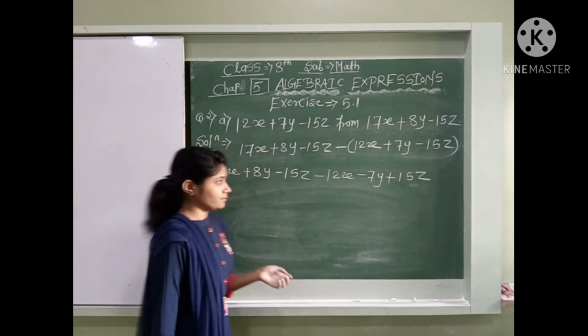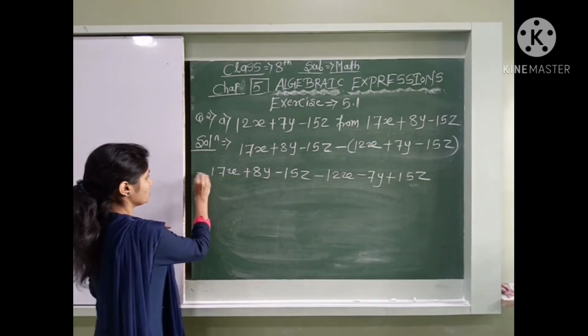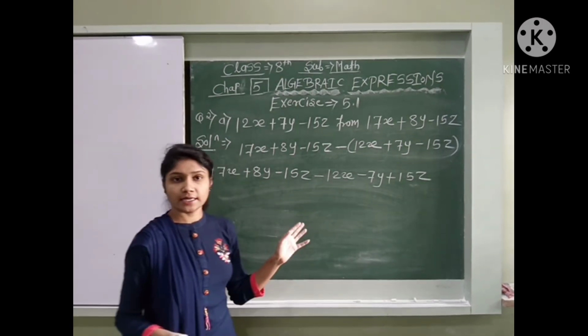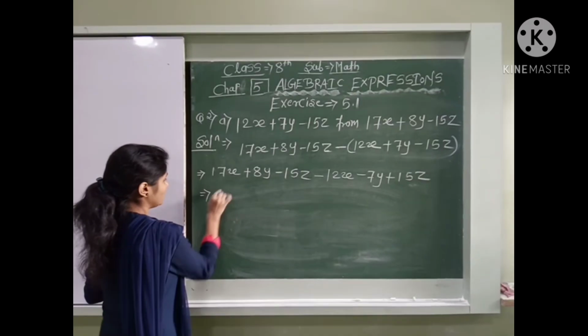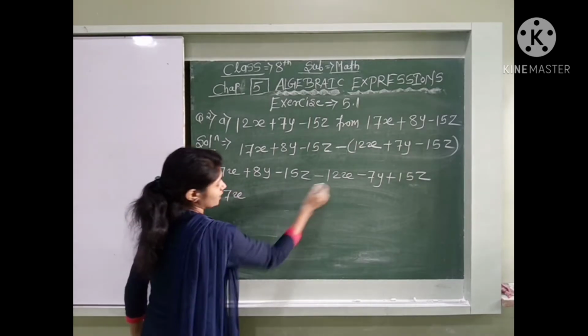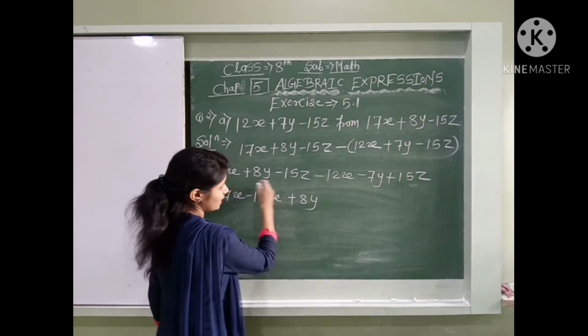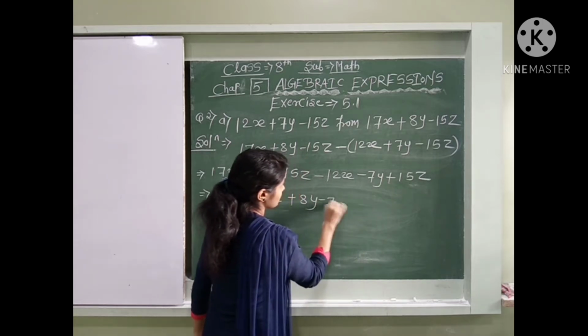Okay, then now again our previous method, the addition method: collect and separate their like terms. Then 17x, what is that? Minus 12x. Next plus 8y, 8y is a like term, minus 7y.